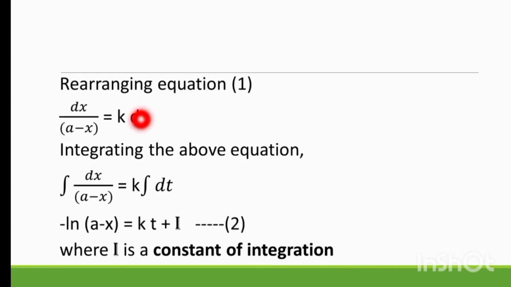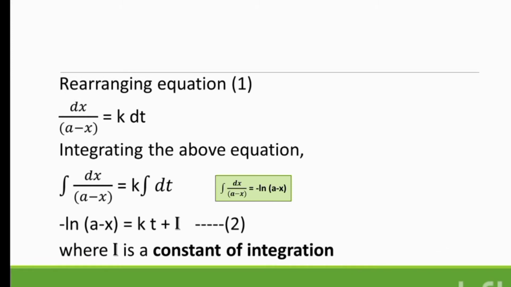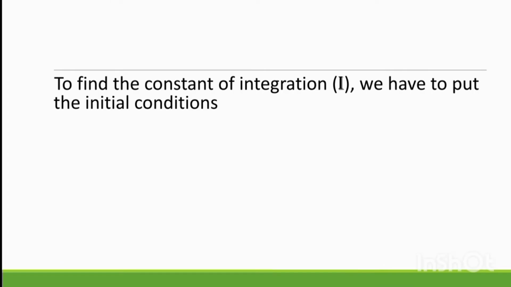After rearranging the equation 1, we get dx upon A minus x is equal to k dt. Integrating the above equation, we get this. K is a constant, so it is written outside the integral sign. By using the formula in the box in this equation, we get minus ln A minus x is equal to kt plus I, where I is the constant of integration. Let's number this equation as equation number 2. To find the constant of integration I, we put the initial conditions, that is t is equal to 0 and x is equal to 0.